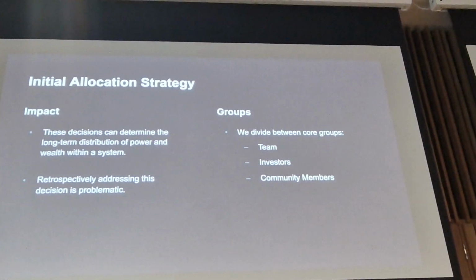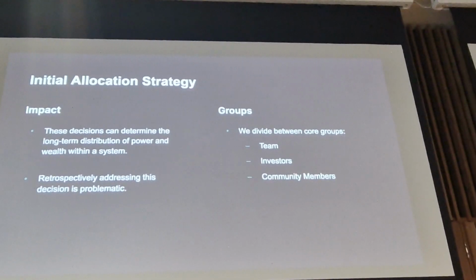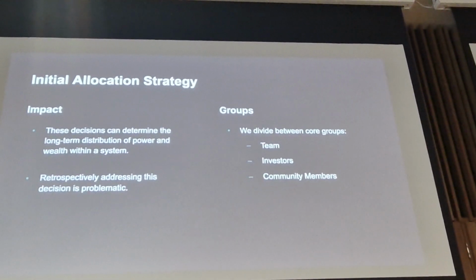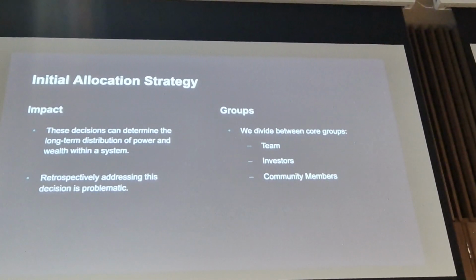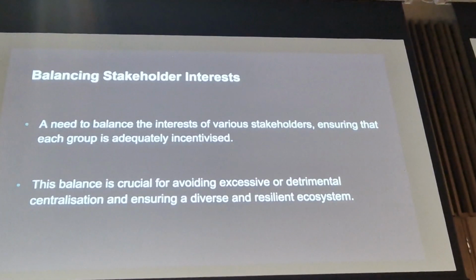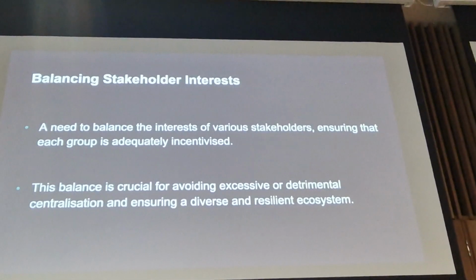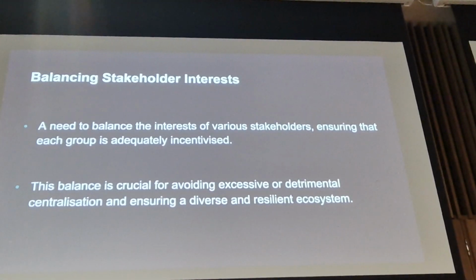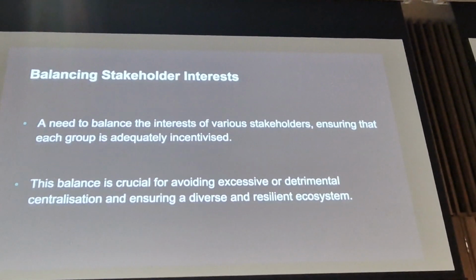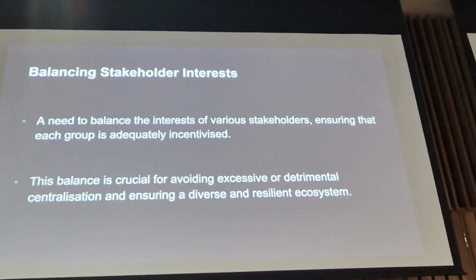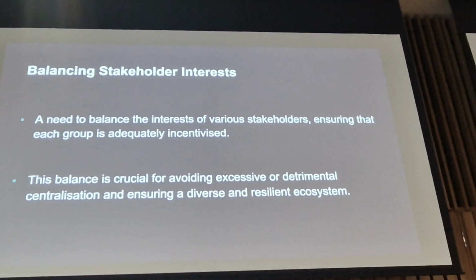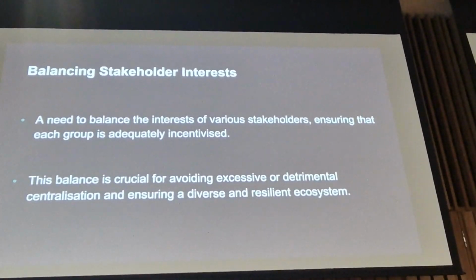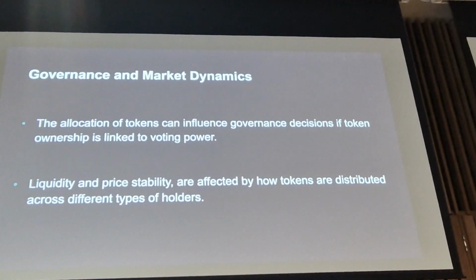And as mentioned here, we divide between different core groups when making allocation decisions. These are just some examples of the different groups that we're looking at. When we're making these allocation decisions, we need to be aware of the different stakeholder types, what their interests are, what their goals are, and what their likely behaviors are. And we also want to be maintaining and achieving a balance that is to the benefit of the overall system.